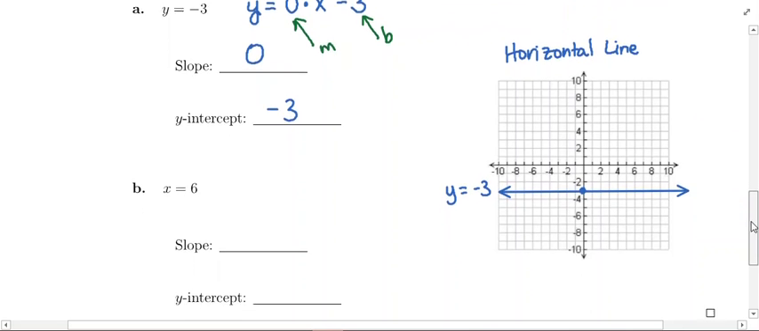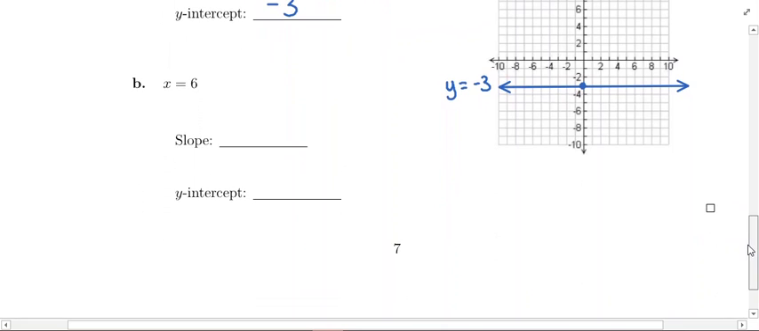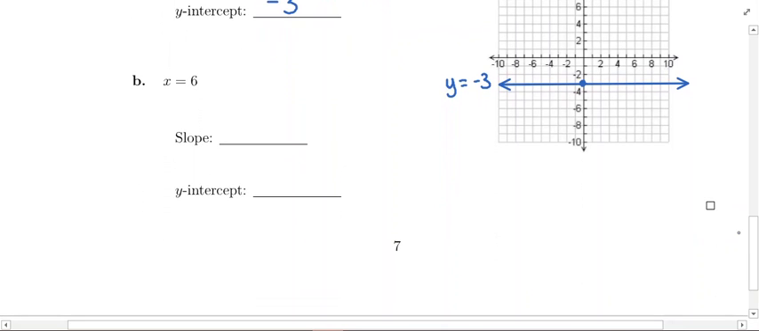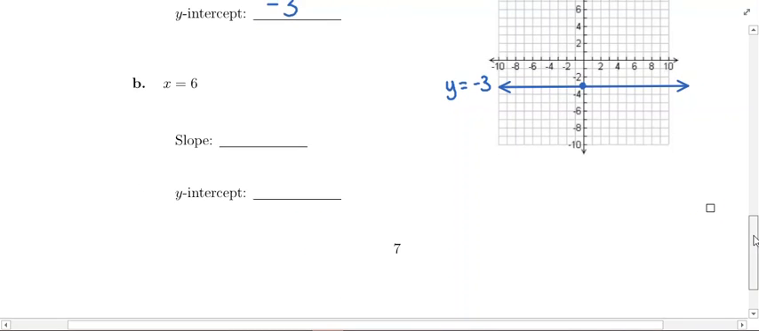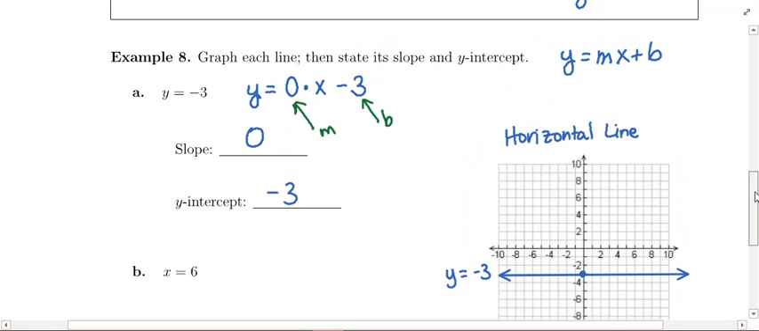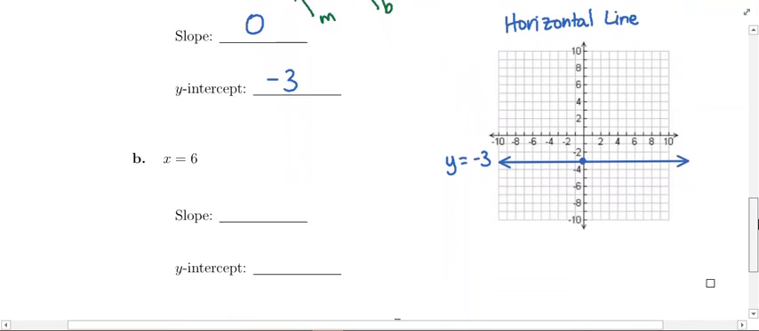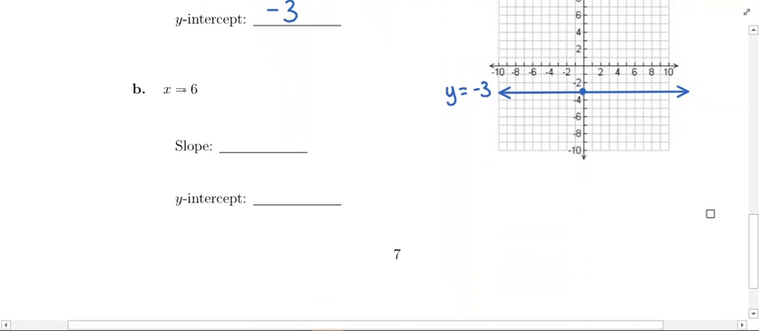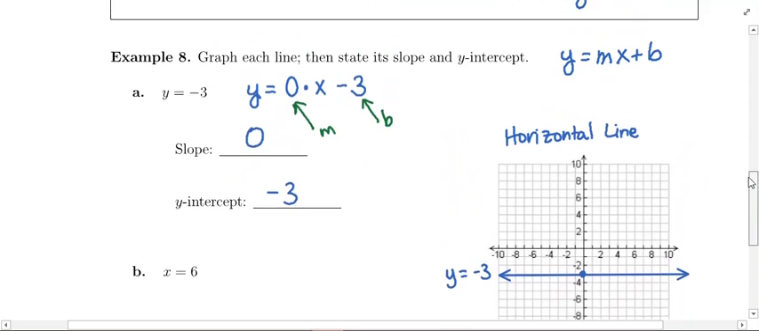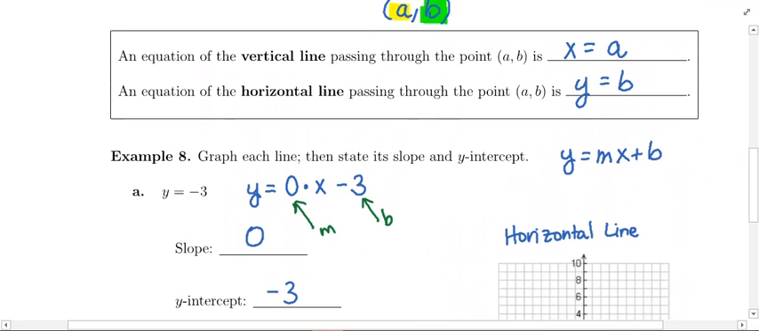If we move on to part B, the equation has changed to x equals 6. If you tried to do what I did in part A and write it in y equals mx plus b form, you absolutely can't do it, because there's no y here. That's a big hint that there's going to be no slope, and so it's going to be a vertical line. Again, we learned in the rule box up here, if you've got an equation that says x equals a number, that's a vertical line.